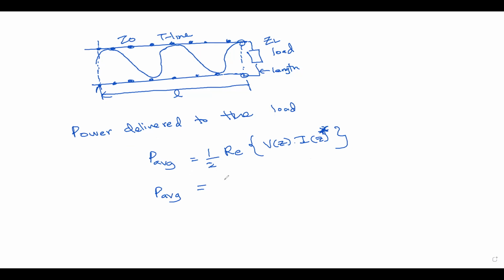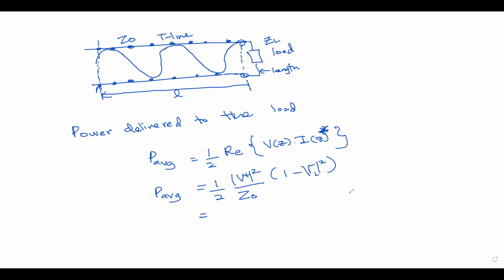Finally we can get an equation. I'm not going to do the derivation, but I will give you the final result. The derivation gives us the amplitude of the incident wave's voltage squared, divided by the characteristic impedance of the line, times 1 minus the magnitude of the reflection coefficient squared. So if we know the reflection coefficient at the load, then we can find the power delivered to the load.